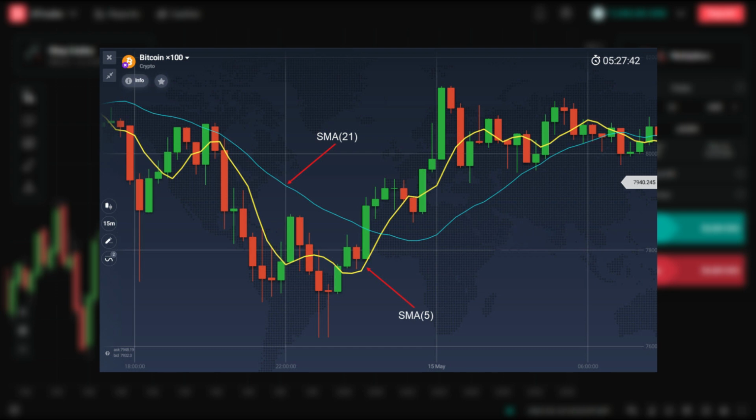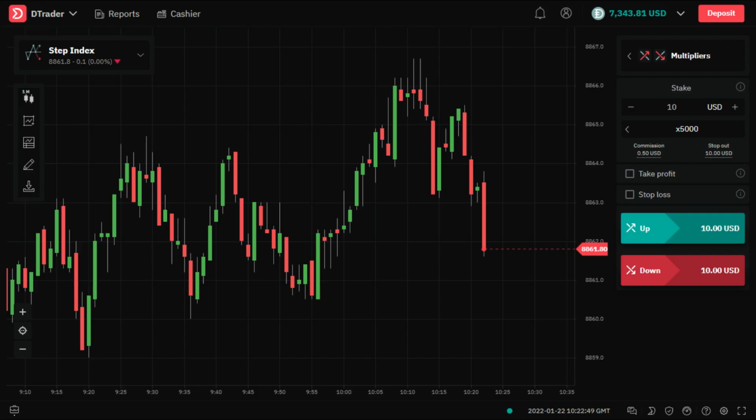The price sensitivity decreases as the period lengthens. However, the price chart's lag grows. You can choose the period of the candlesticks and the calculation technique in the indicator settings.